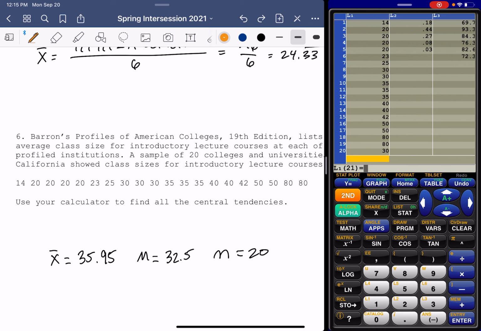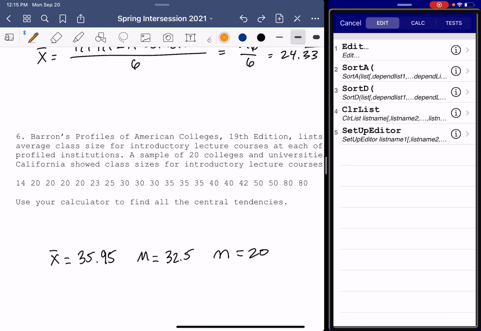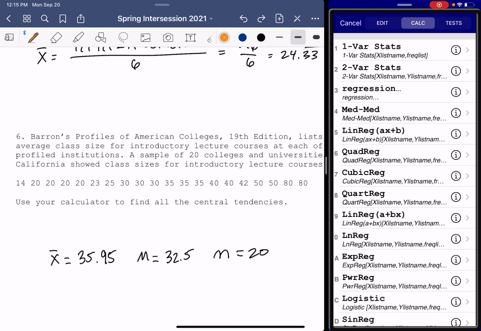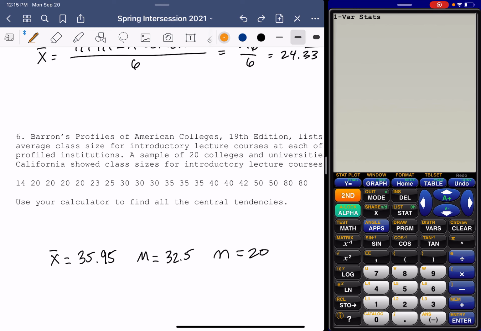Now, let's do the easy stuff. Let's do stat and calc. I'm going to do number one variable stats. This might not be the same as what you have. The other one might be a what do they call a wizard, a stat wizard. This one's not the wizard. This one says, what do you want to do? Well, I want to do the second one, which gives me the list.